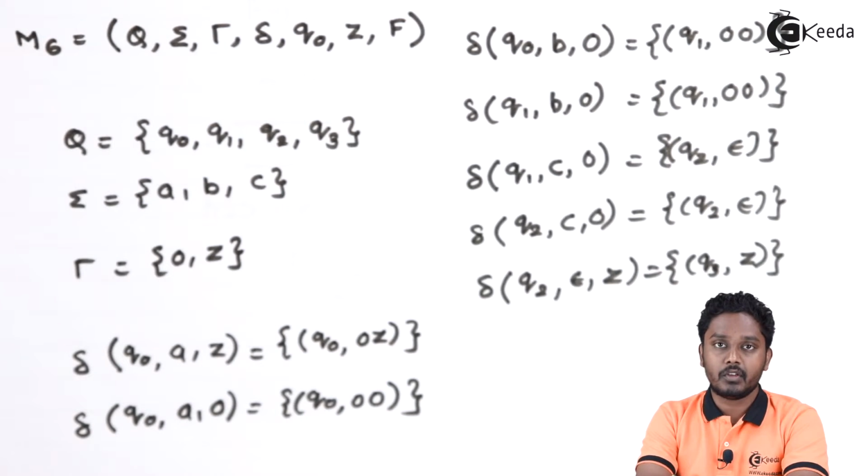So we have discussed Q, sigma, tau, delta. Q0 is the initial state. Z is the initial stack symbol. F is the final state. Over here, it is Q3.